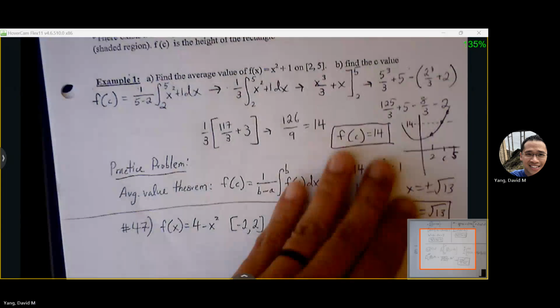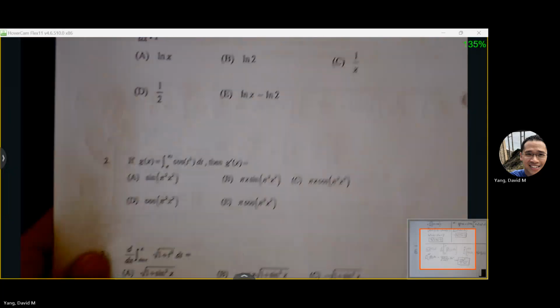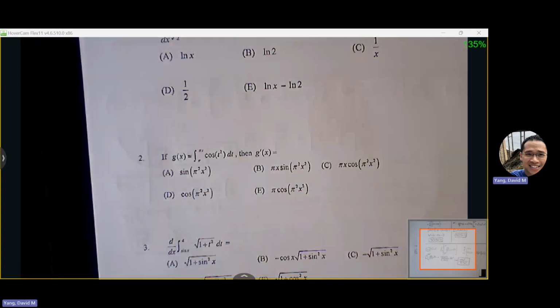Okay, next page. You guys feel okay with average value theorem? It's just a little messy because you've got to go through a whole power rule and keep track of all those numbers. But the only thing different between that and definite integrals is you have to worry about that 1 over b minus a in front. The only difference is we have to multiply an additional coefficient from that width. Everything else is just power rule, evaluating definite integrals.